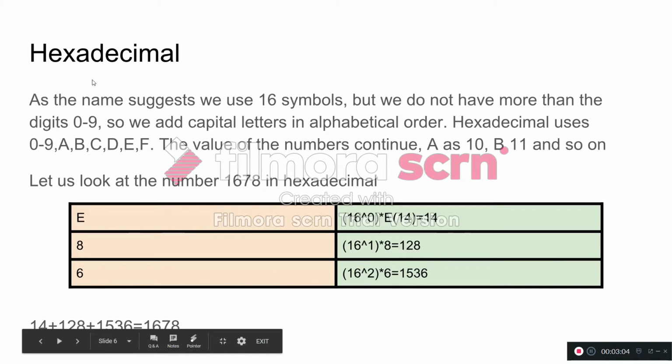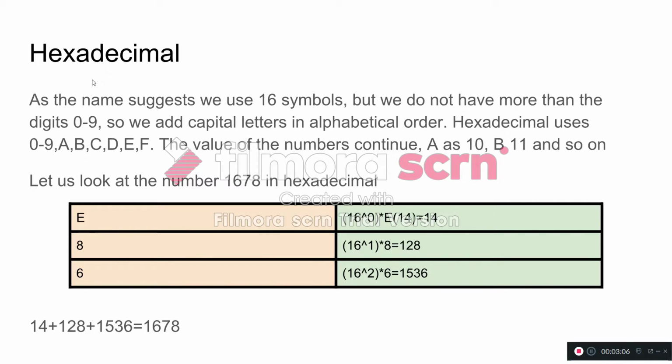Finally, we have hexadecimal. As the name suggests, we use 16 symbols, but we do not have more digits that go from 0 to 9. So, instead of inventing symbols, we simply add capital letters in alphabetical order. The hexadecimal uses the digits 0 through 9, and the letters A, B, C, D, E, F. The value of the letters continue as A, 10, B, 11, C, 12, D, 13, E, 14, F, 15.